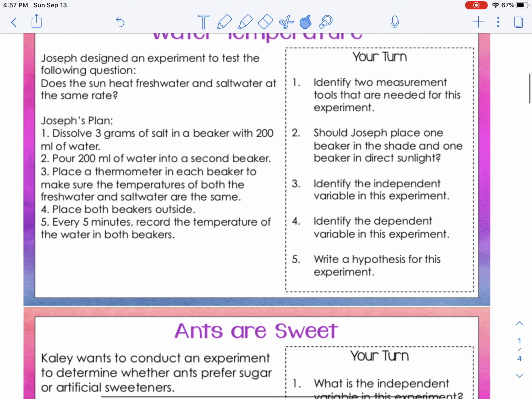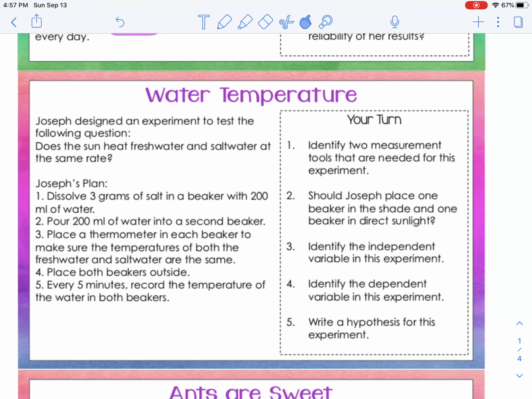All right, so let's take a look at the second scenario. Joseph designed an experiment to test the following question. Does sun heat fresh water and salt water at the same rate? So here's Joseph's plan. He's going to dissolve 3 grams of salt in a beaker with 200 milliliters of water. We're going to pour 200 milliliters of water into a second beaker. Place a thermometer in each beaker to make sure the temperatures of both the fresh water and salt water are the same to start with.